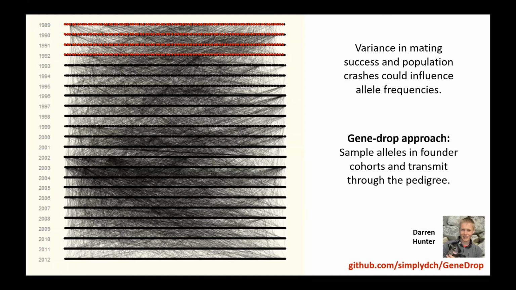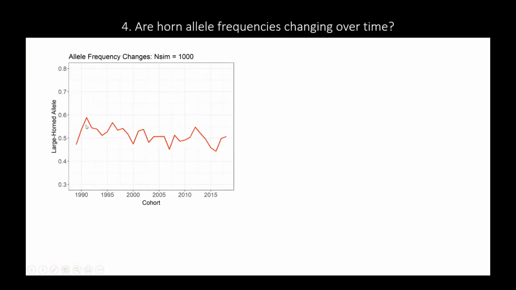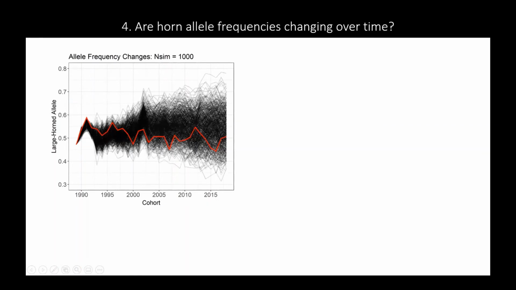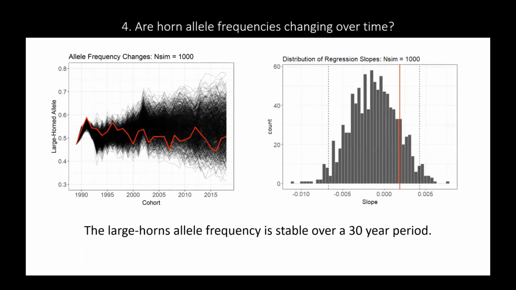And then we can compare what we see in the real world with what we observe through the simulations to see if there's any directional selection on this locus. So this here is the line that we find with our observed line, which is in red. And then all of these black lines are each of the individual gene drop simulations. We can look at the slope of this line and compare it with the slope of the other lines. And this is what we see here.